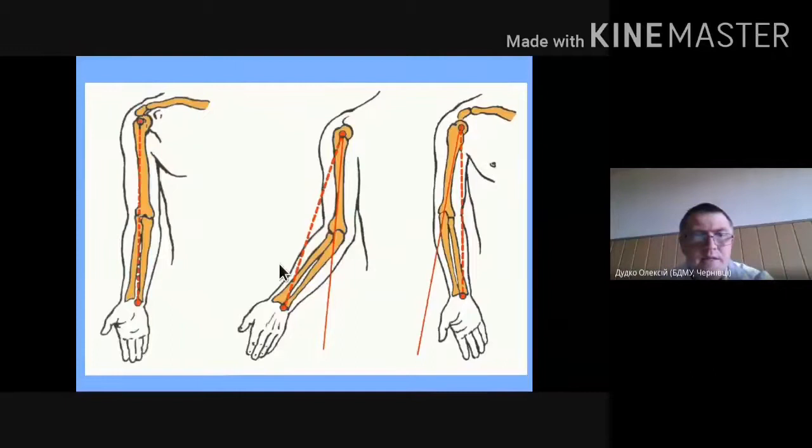Here is an important point about the axis of extremities. So note that the axis is a straight line that goes through three main points: the head of humerus, head of radius, and head of ulna. If we have a deviation of this line and the angle is open to the lateral side, we name this deformity a valgus deformity. And another deformity is a varus deformity, when the axis goes on the lateral side and the angle is open to the medial side. So for this condition, we have a valgus deformity in the elbow joint.